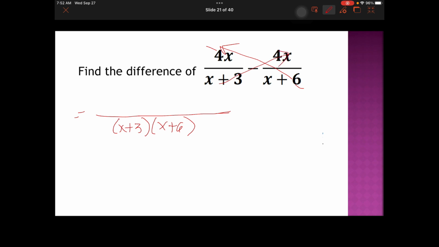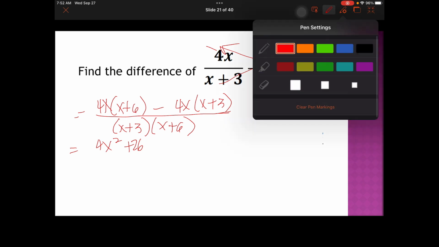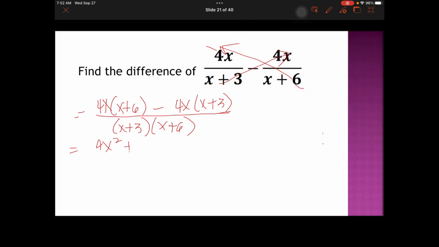Okay? Cross multiply. So, for x times x plus 6 minus 4x times x plus 3. So we're going to simplify yung nasa taas. We're gonna have 4x squared plus 24x. And then 4x squared minus, bakit magiging minus? Kasi negative po siya.